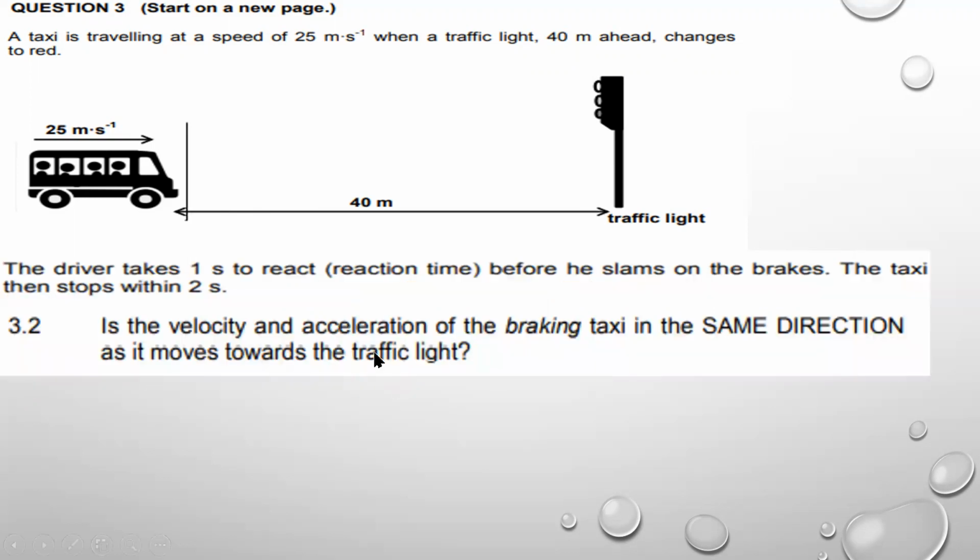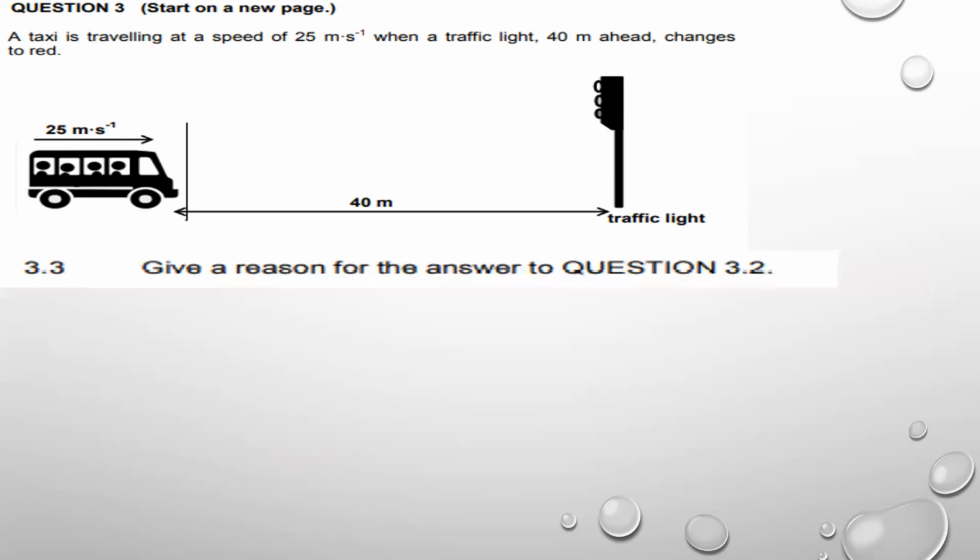Next question. Is the velocity and the acceleration of the braking taxi in the same direction or not? Not the same direction. Why? Because you have negative acceleration. What was the negative acceleration, people? Please remember that multiple choice question from acceleration-time graph to velocity-time graph. Negative acceleration means velocity decreasing. If velocity is decreasing, the direction of acceleration is different to the direction of velocity.